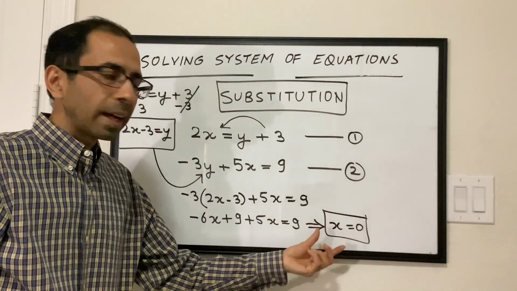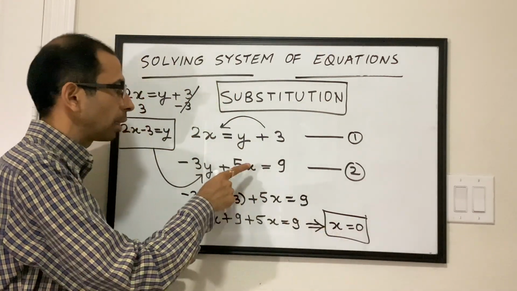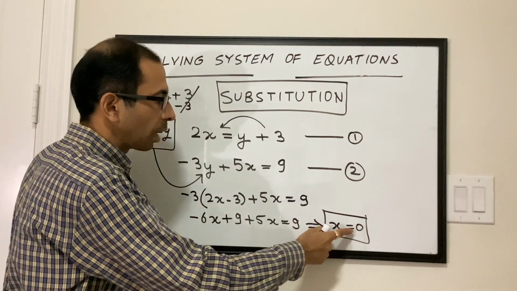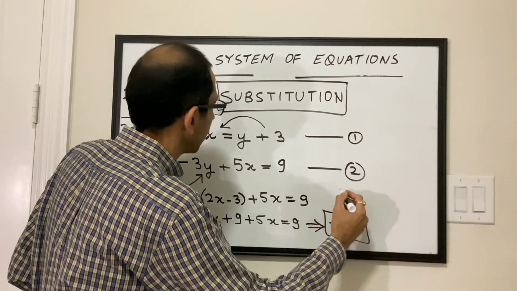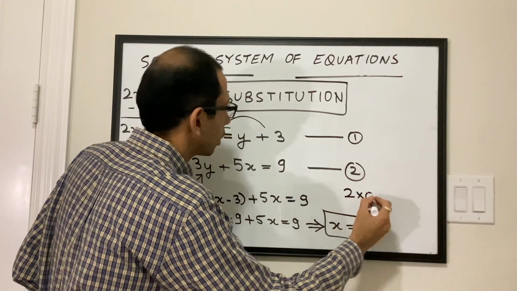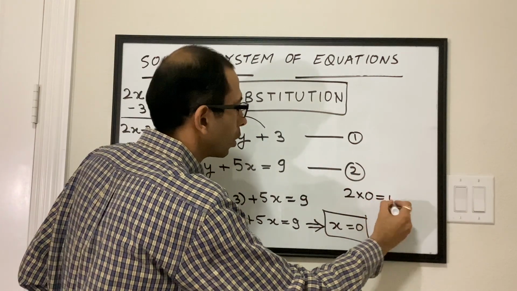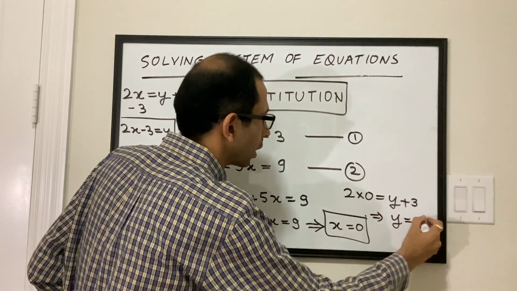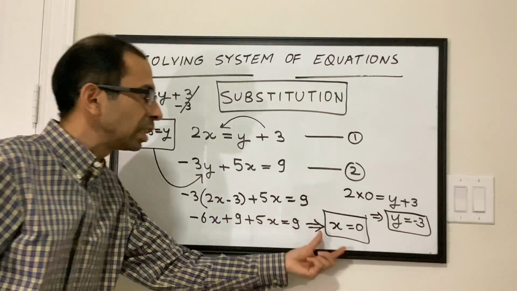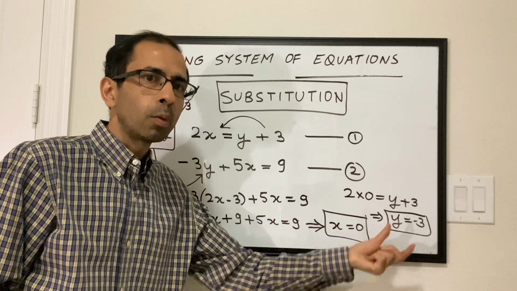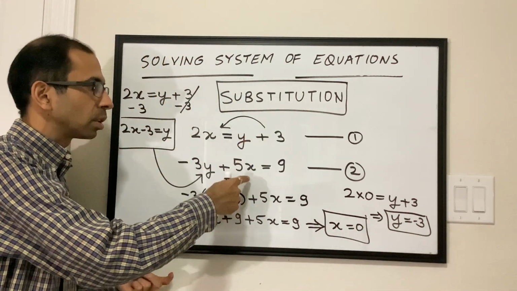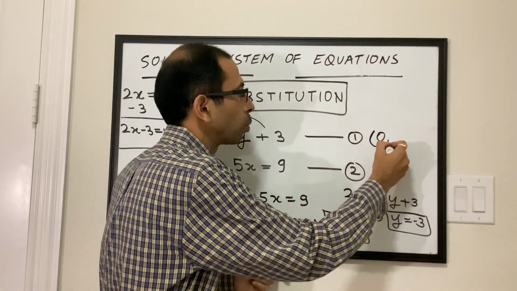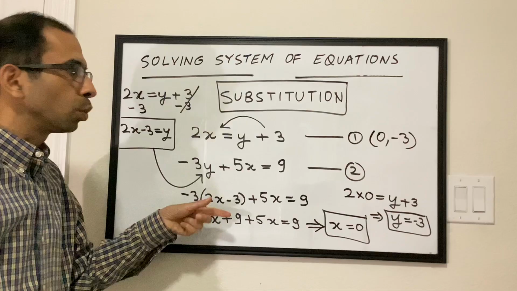So we got the value of x, which we can now plug back into either of these equations to find the value of y. Let's say we decide to put the value of x in equation 1, which gives us 2 times 0 is equal to y plus 3, or in other words, y is equal to minus 3. So basically (0, minus 3), that is x comma y, is the solution to this system of equations. Essentially, as we saw earlier, (0, minus 3) is the point of intersection of these two straight lines.